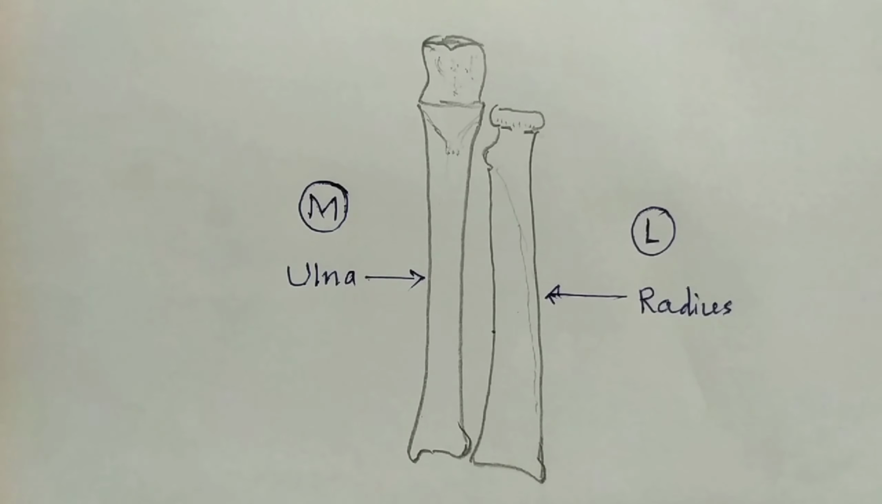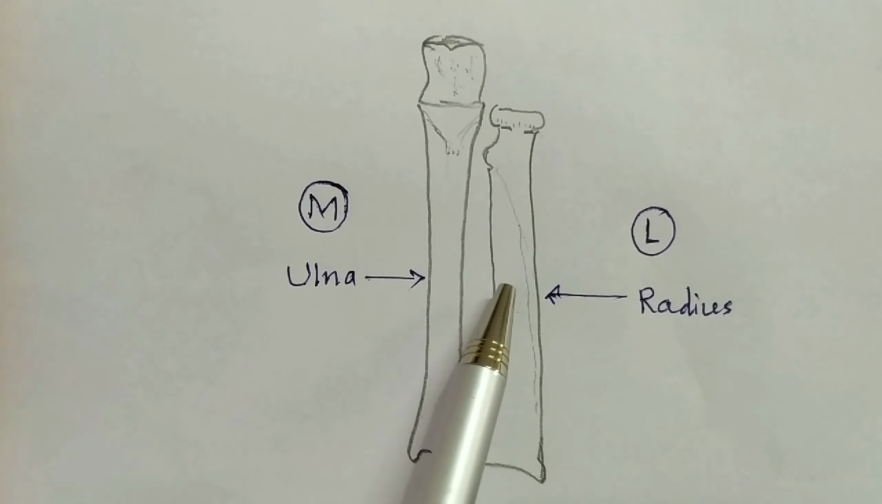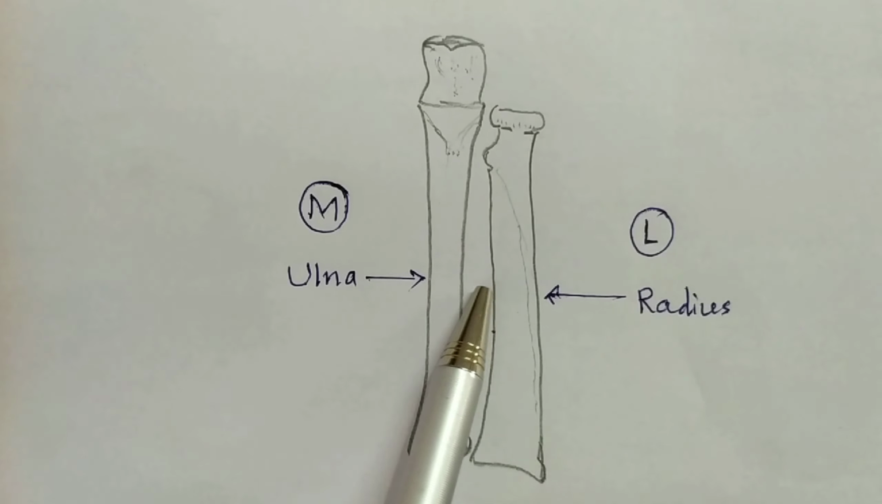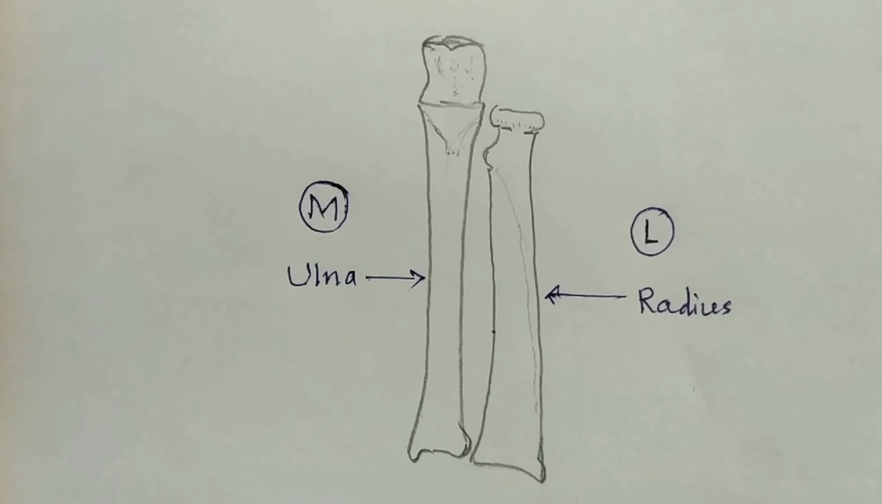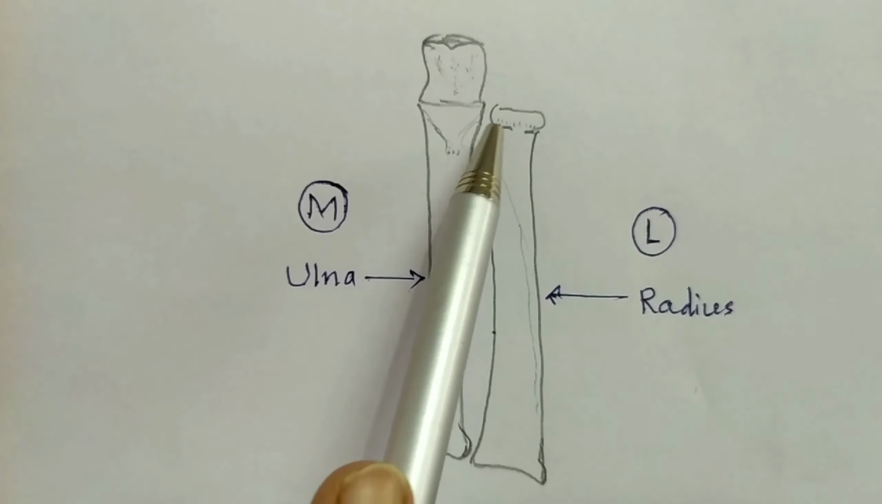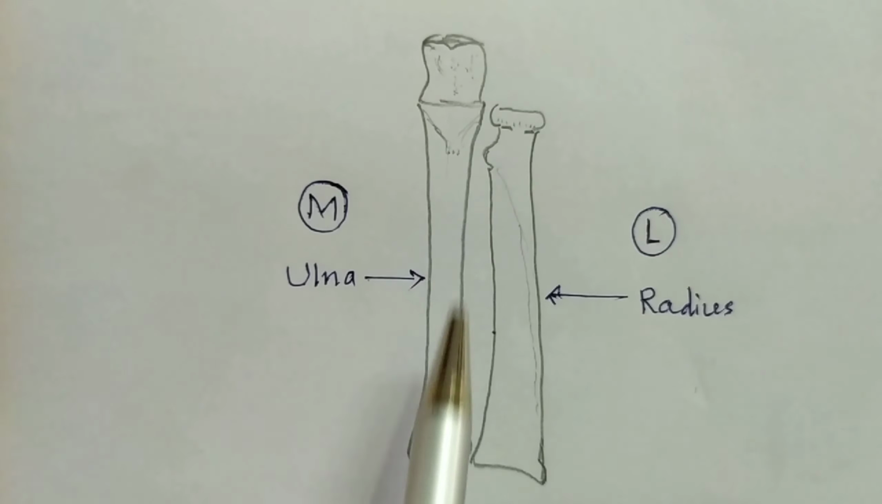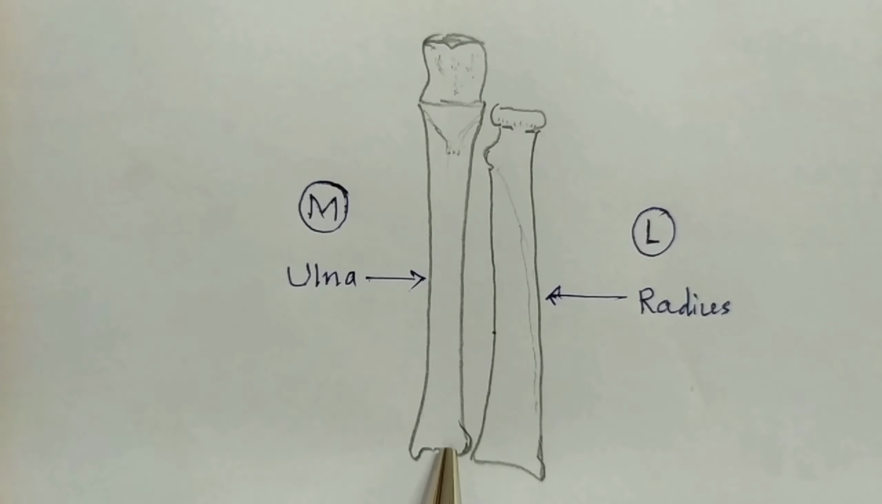The forearm consists of two bones. The lateral bone is radius and medial bone is ulna. The head of radius lies at upper end, while head of ulna lies at lower end.